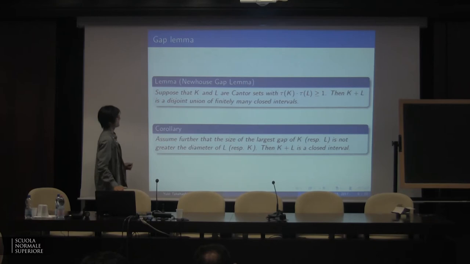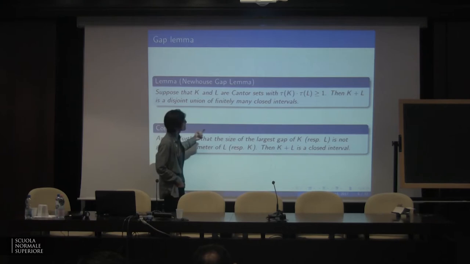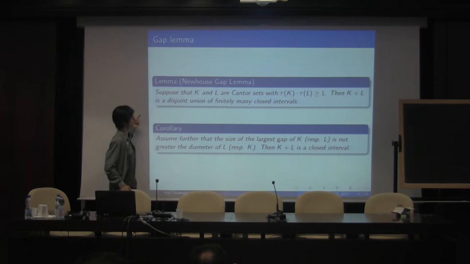And gap lemma. This is an easy consequence of the Newhouse gap lemma. What does it say? It says that if we have two Cantor sets, K and L, and if the product of thicknesses is bigger than 1, then K plus L is a disjoint union of finitely many closed intervals.